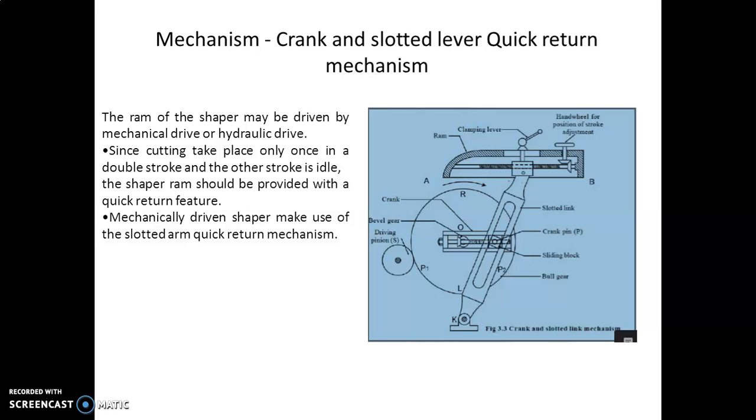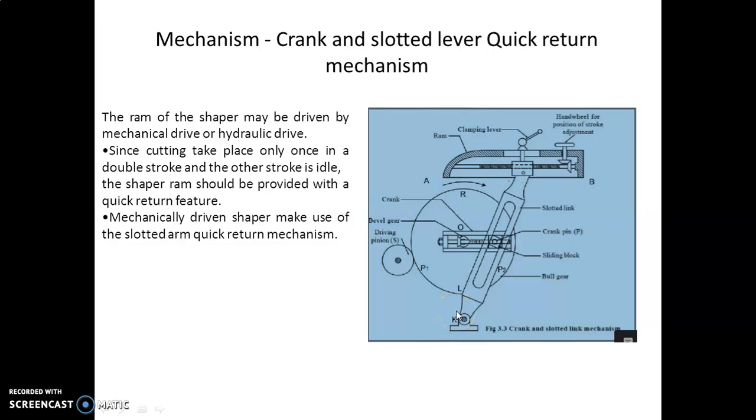A pin fits freely into the hole in the bull gear block, which can be slid in the slot of the rocker arm. As the bull gear rotates, it carries the pin in a circular path with the help of the crank. This makes the rocker arm swing back and forth about its stationary point K. This is the stationary point fixed here.